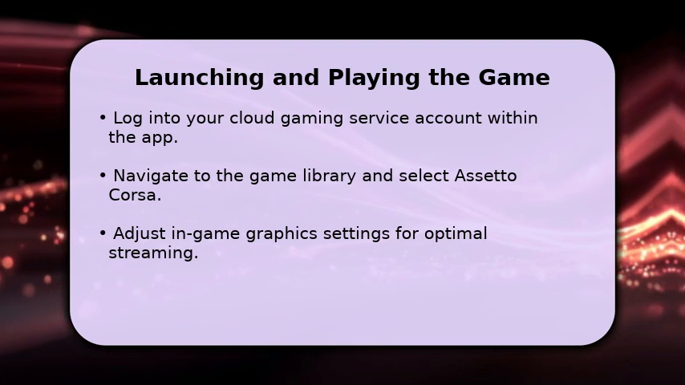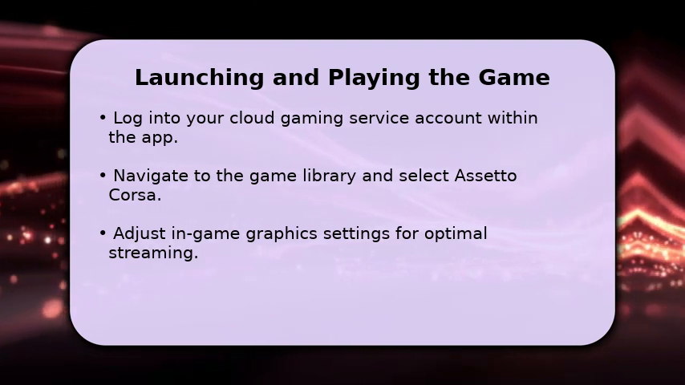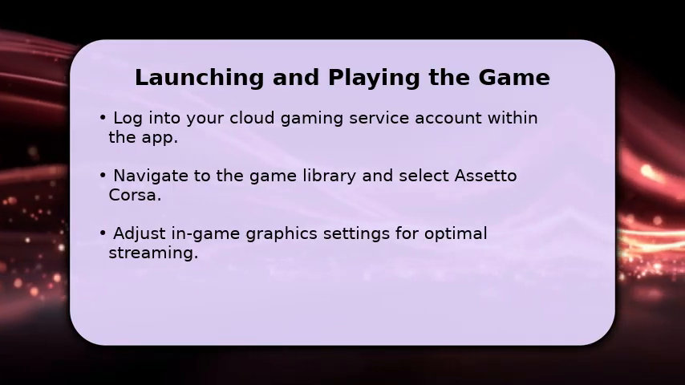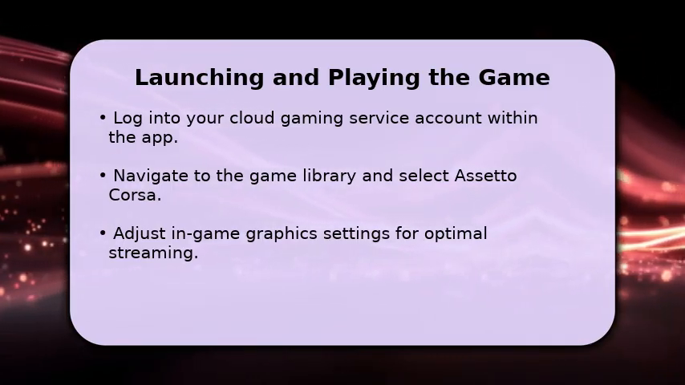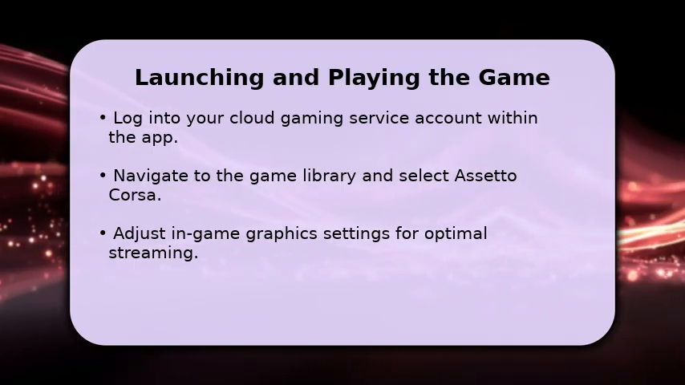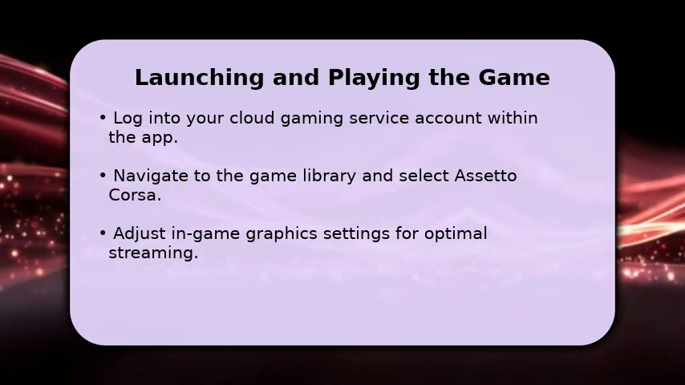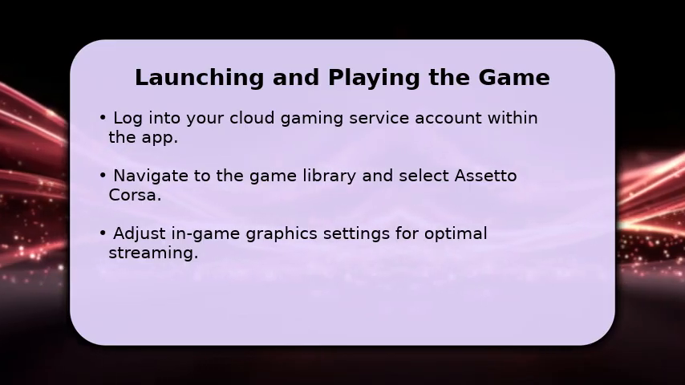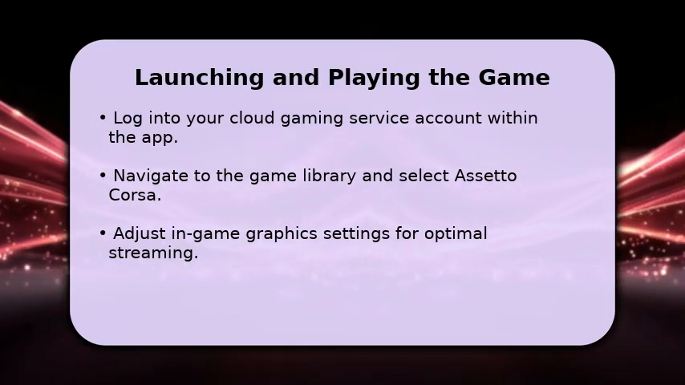With everything set up, simply open the Cloud Gaming app and log into your account. From the game library, locate and select Assetto Corsa to begin your session. You might want to adjust some in-game graphics settings to optimize for streaming performance, perhaps lowering them slightly for a smoother frame rate. Now you're ready to hit the track and enjoy the incredibly realistic driving physics of Assetto Corsa, right on your Android device.